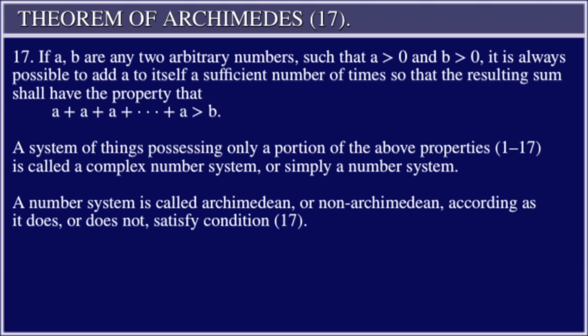A system of things possessing only a portion of the above properties, 1 through 17, is called a complex number system, or simply a number system. A number system is called Archimedean or non-Archimedean according as it does or does not satisfy condition 17.